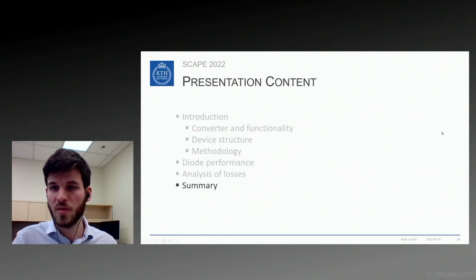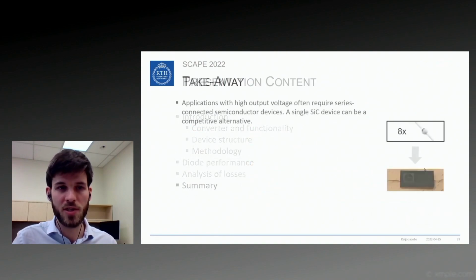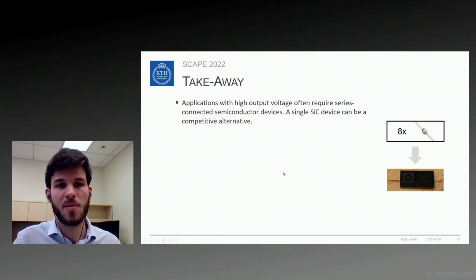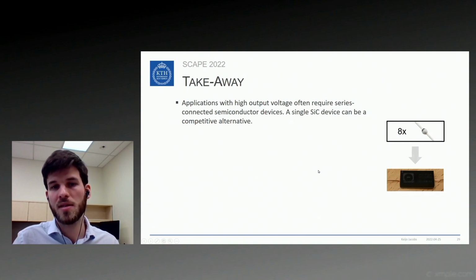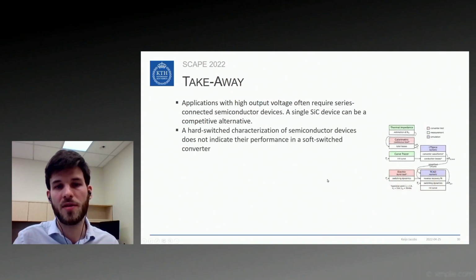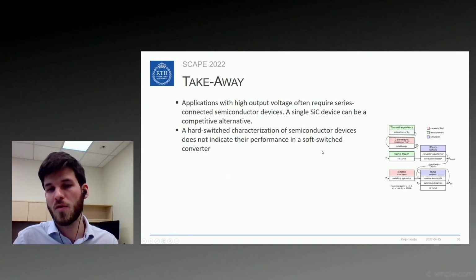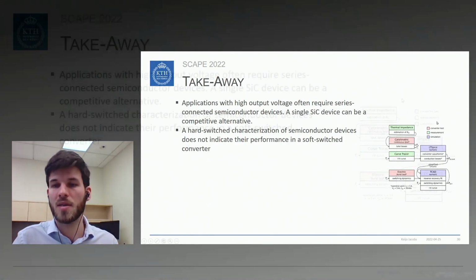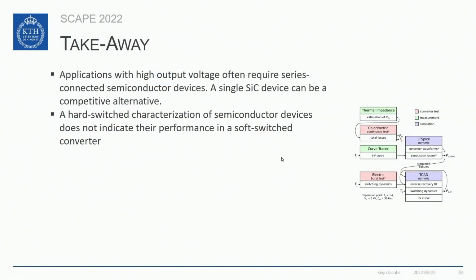Now I'll give you a summary with some takeaway messages of this presentation. Number one, applications with high output voltage often require series connected semiconductor devices. A single silicon carbide device can be a competitive alternative. Number two, a hard switch characterization of semiconductor devices does not indicate the performance in a soft switch converter. Therefore, we came up with this rather extensive method of testing.